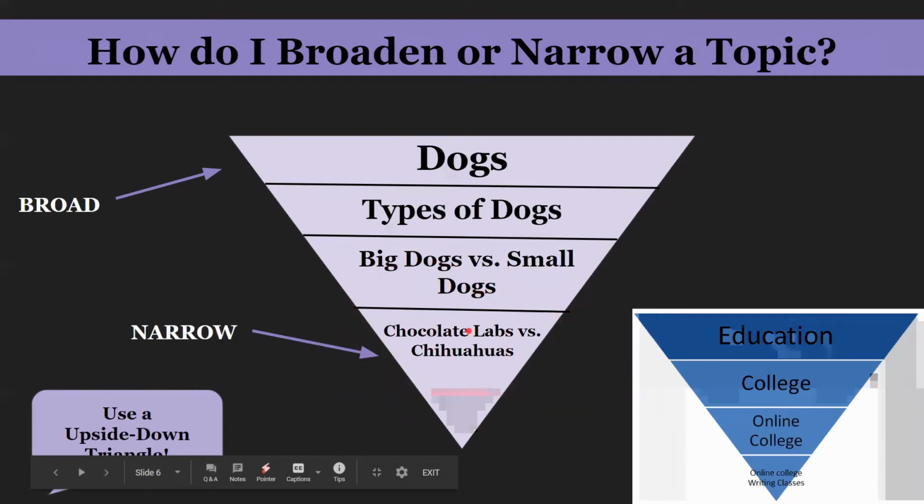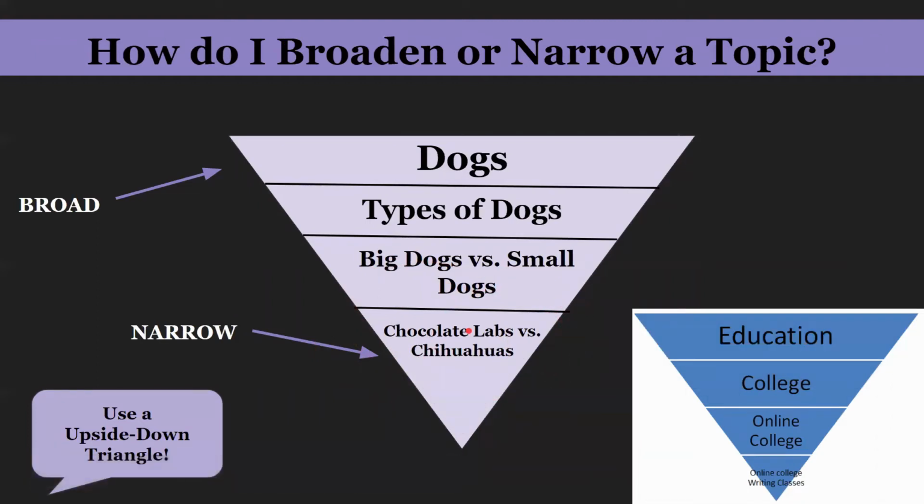You don't know. So when you are deciding on a broad or narrow topic, you can use an upside down triangle like this. This is an example over here as well. For me, I did dogs for my topic. Then I thought, how can I narrow this down? So then I did types of dogs. That's a little bit more narrow, but still a huge topic to write about. So then I did big dogs versus small dogs. Still a little bit too broad though. So then I did chocolate labs versus chihuahuas.